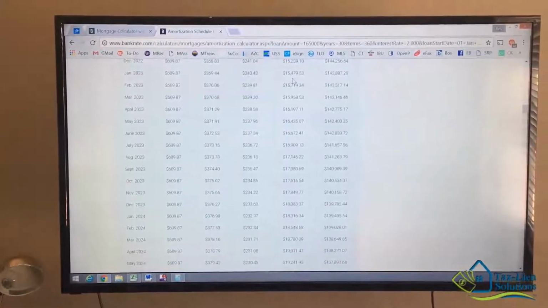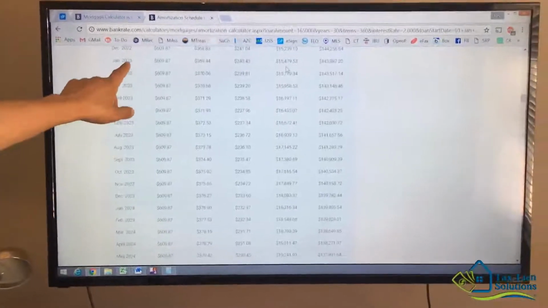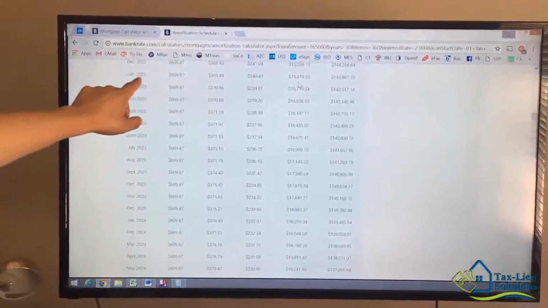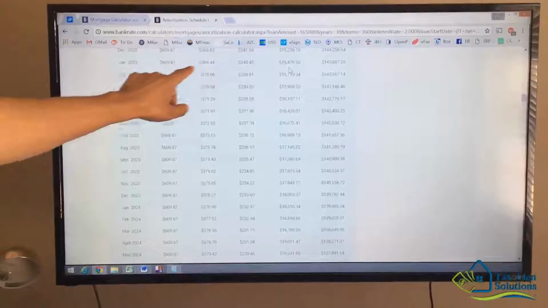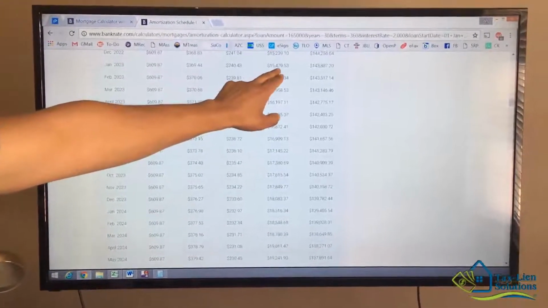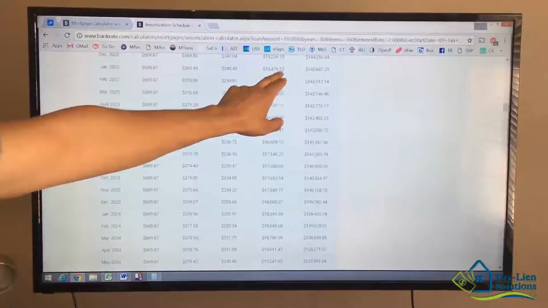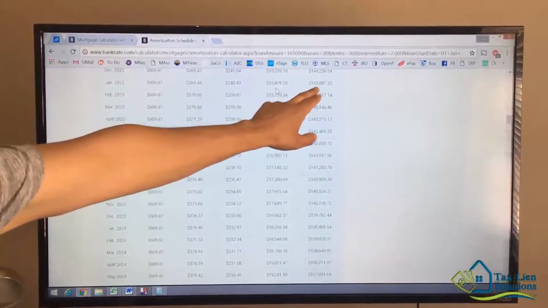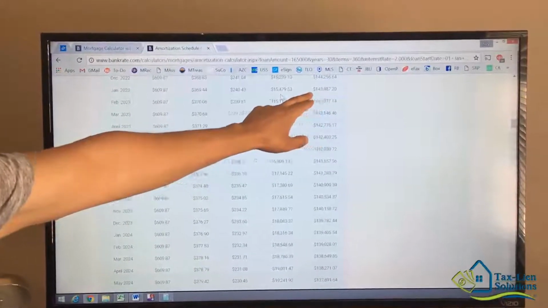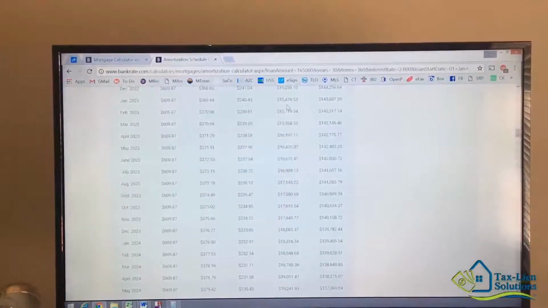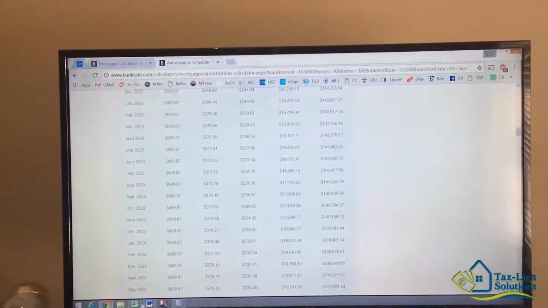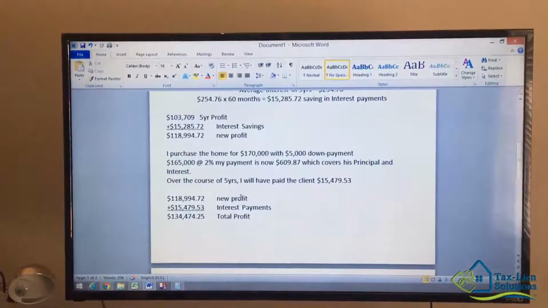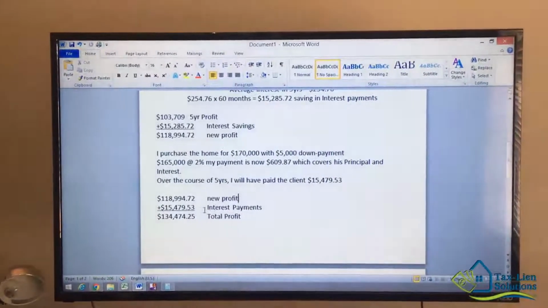So over the course of 5 years, because we'll have a 5-year balloon payment after January 2023, I will have paid $15,479.53 in interest, and my balance would still be roughly $144,000. So $15,479.53 is going to him in interest over the course of 5 years.